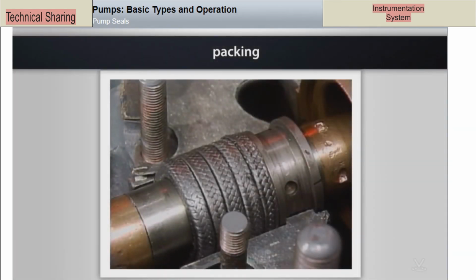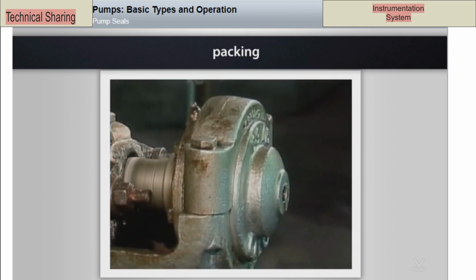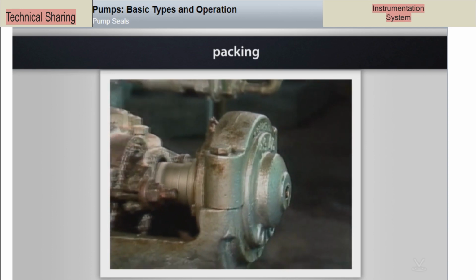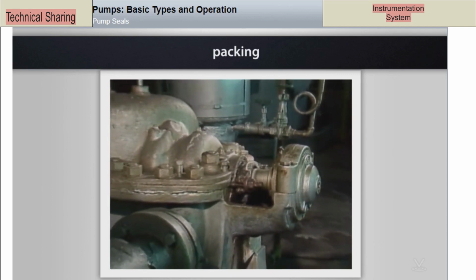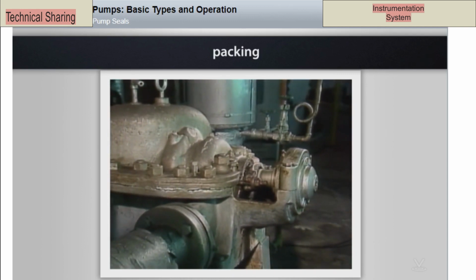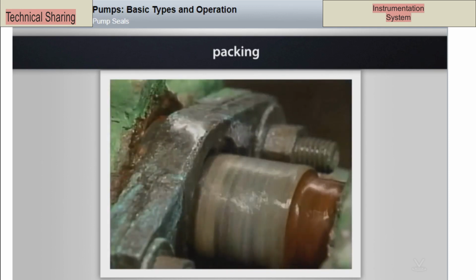Packing. The simplest way to seal between the shaft and the casing is to use packing. Packing is a flexible material that fits into the space between the shaft and the casing. When packing is used, a small amount of process liquid is allowed to leak through. The leak-off acts as a cooling mechanism to remove heat from the packing.